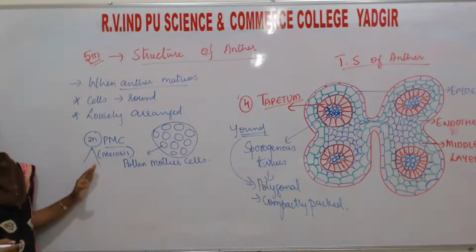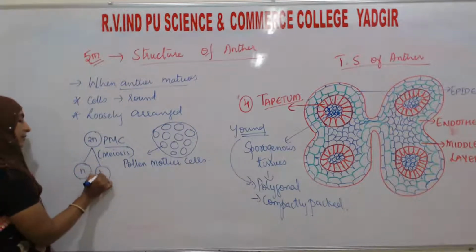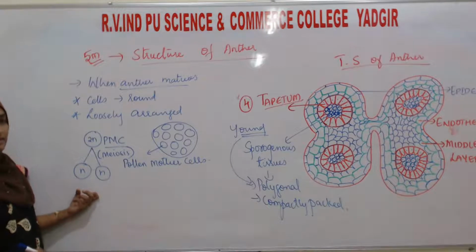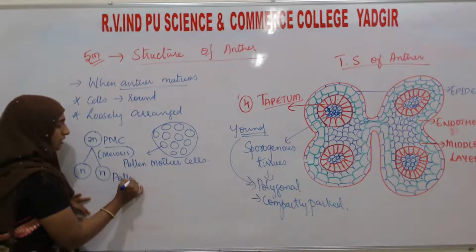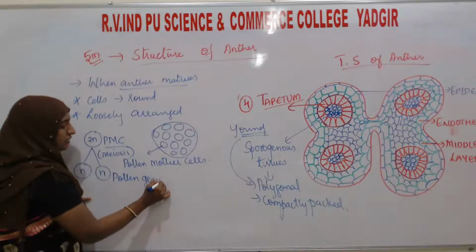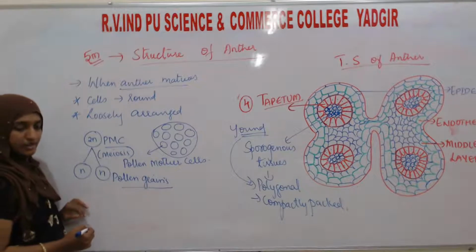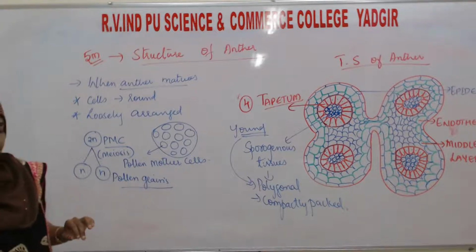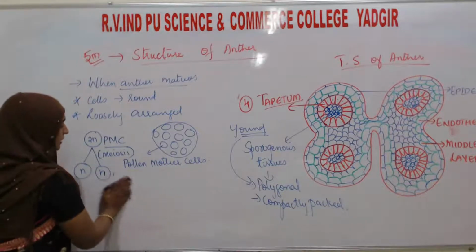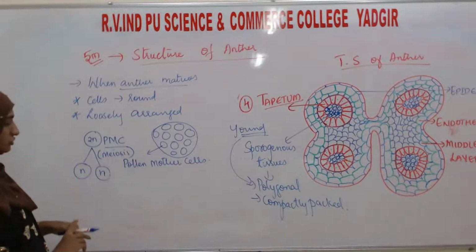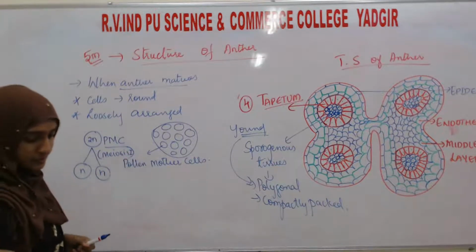Meiosis means the reductional division, and it will form haploid cells. These cells we can call pollen grains. These cells are the pollen grains. And one more thing: this meiosis will undergo two meiotic divisions. This is the first meiotic division. Here I will explain.